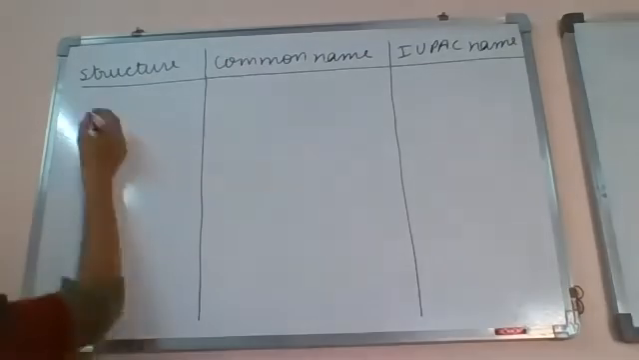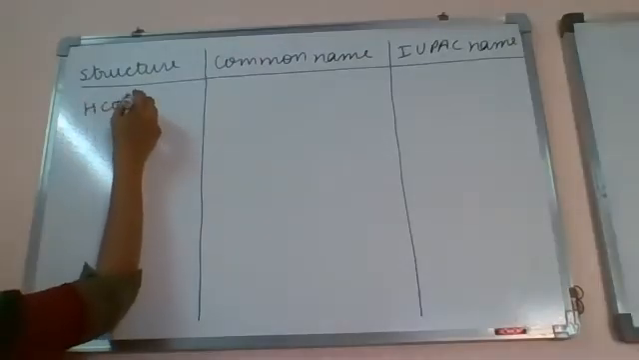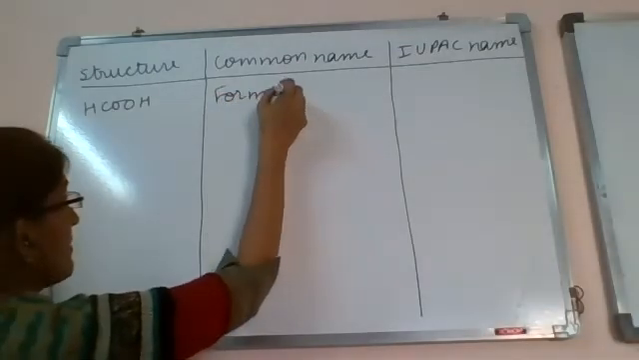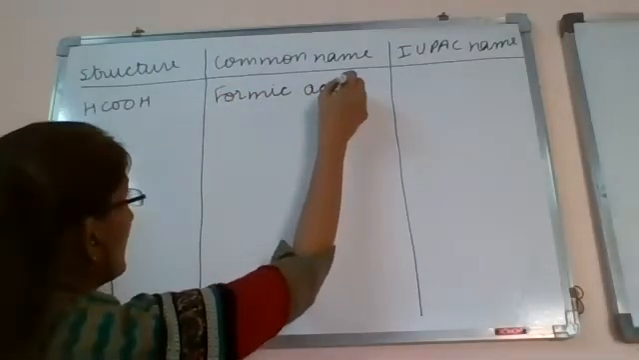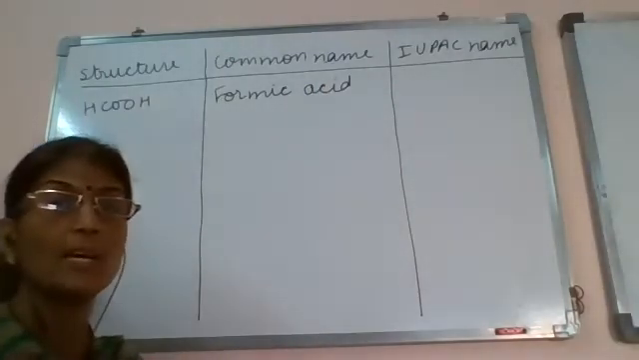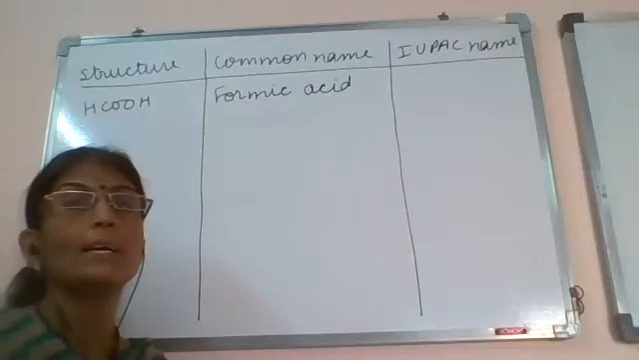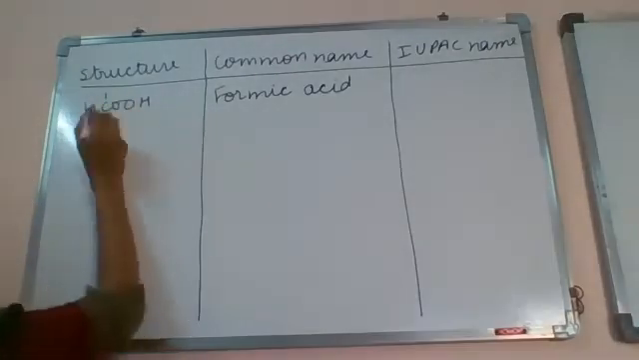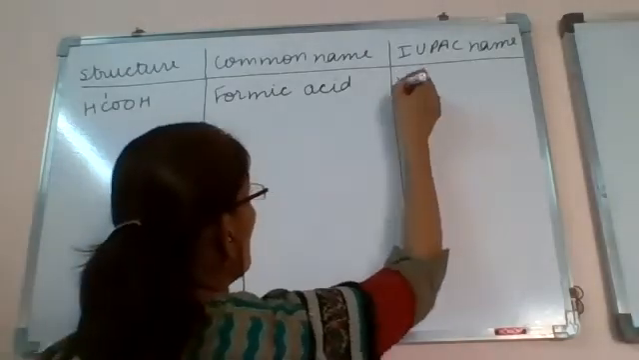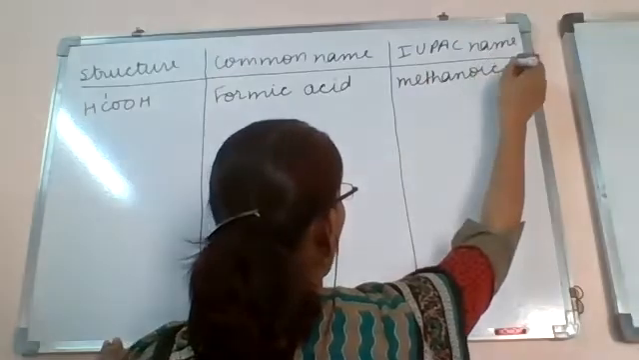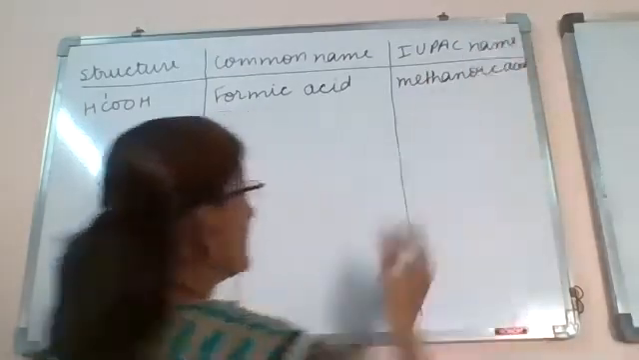Very important compound is HCOOH. Its common name is formic acid. Remember it. What happens when formic acid is oxidized? So what is the formula for formic acid? HCOOH. Only one carbon atom it has, and its IUPAC name is methanoic acid.